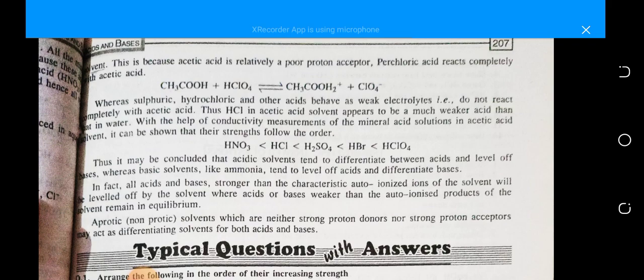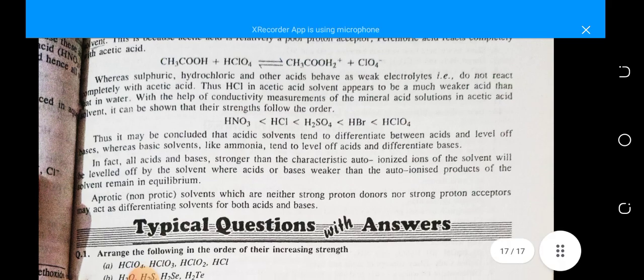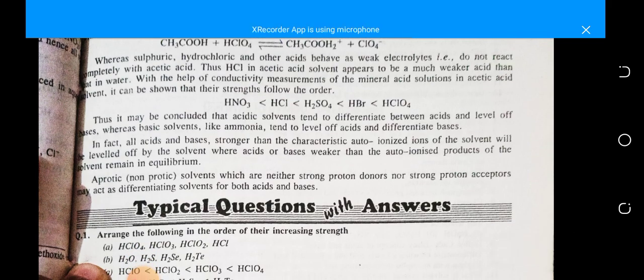With the help of conductivity measurements of mineral acid solutions in acetic acid solvent, it can be shown that their strength follows this order: HNO3 is less than HCl, less than H2SO4, less than HBr, and less than HClO4. Thus, it may be concluded that an acidic solvent tends to differentiate between acids and level bases, whereas a basic solvent like ammonia tends to level acids and differentiate bases.